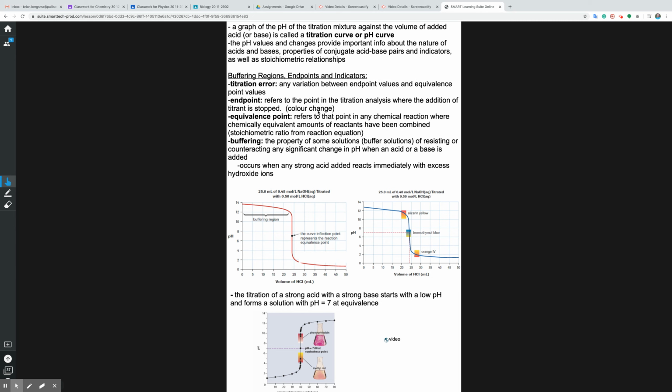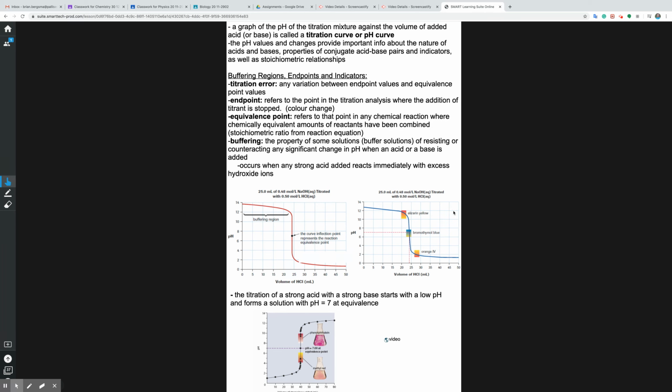Buffering is the property of some solutions, or buffer solutions, of resisting or counteracting any significant change in pH when an acid or base is added. Here we have a really strong base, sodium hydroxide, and we're adding hydrochloric acid to it. Right here, it's not changing very much even though we're adding this really strong acid. This is our buffering region. It's not going to change significantly until we reach that one extra drop, as you remember from last year. Then it's going to change pretty drastically.